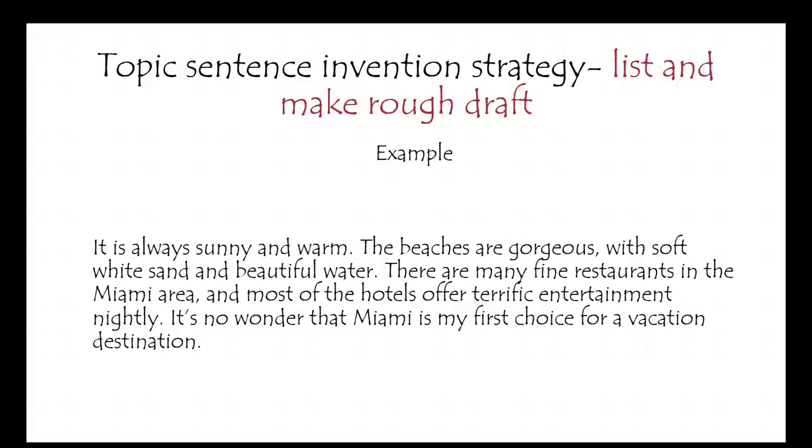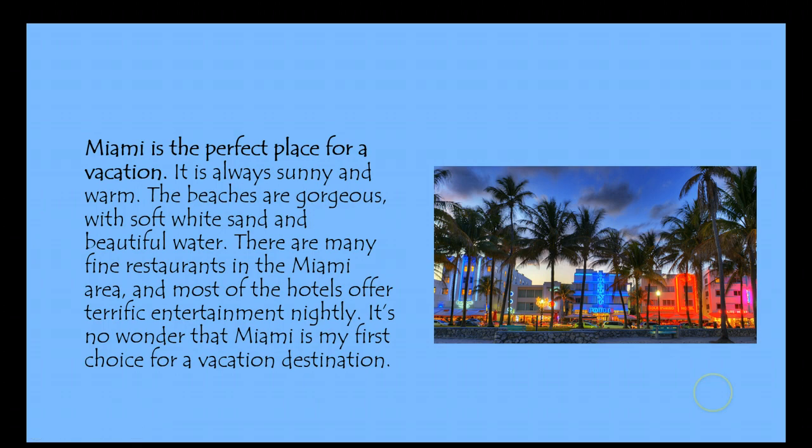Here's an example, this is a pretty easy one: sunny, warm, beaches, gorgeous, water, restaurants, hotels, entertainment, Miami. I just made a list. It helped me come up with the topic sentence: Miami is the perfect place for a vacation.